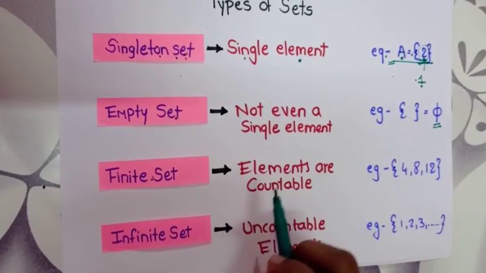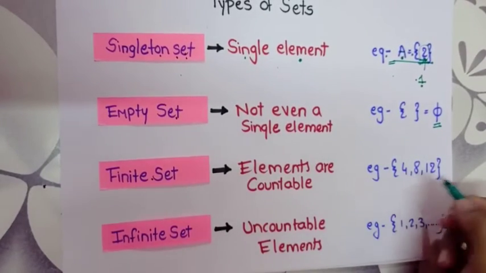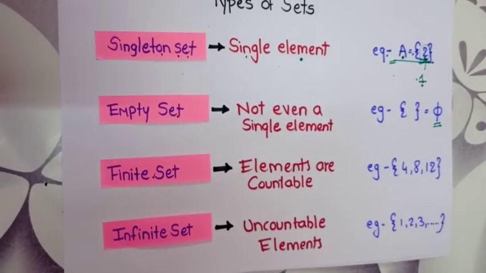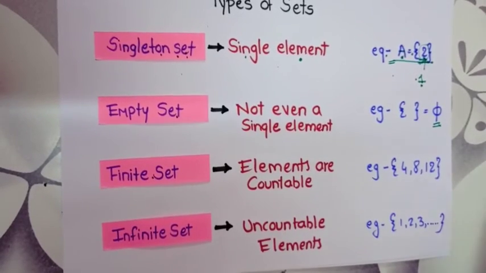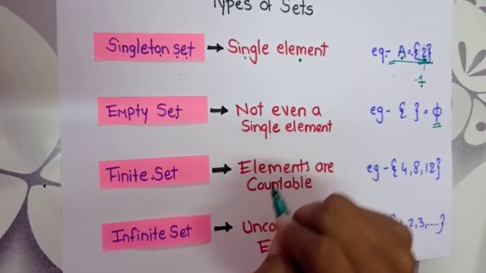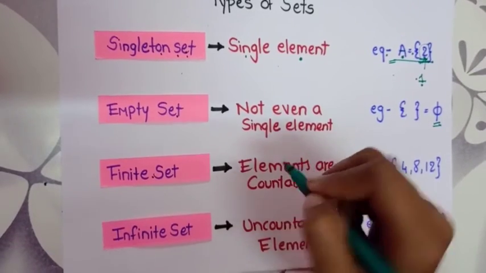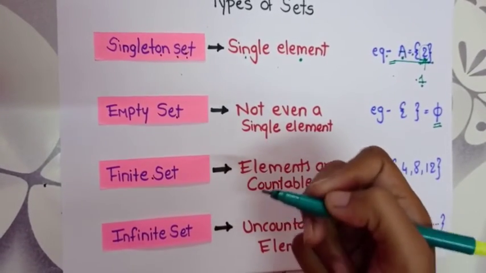Now for a finite set we can give an example like A is a set of natural numbers which are less than 100 or less than 50. In this way we can say that.